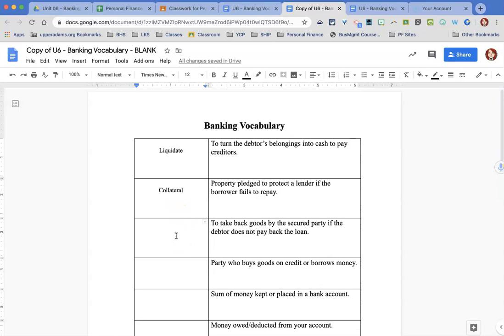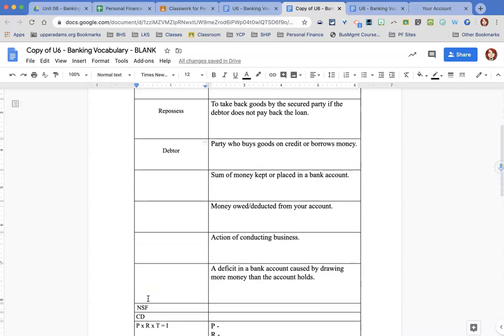That's my collateral. What do we call it when the secured party, that would be the bank, takes back goods if the debtor, that would be me, does not pay back the loan? So in this case, what's the bank going to do with my car? They're going to repossess it. A party who buys goods on credit or who borrows money. What do we call those people? Those would be debtors.